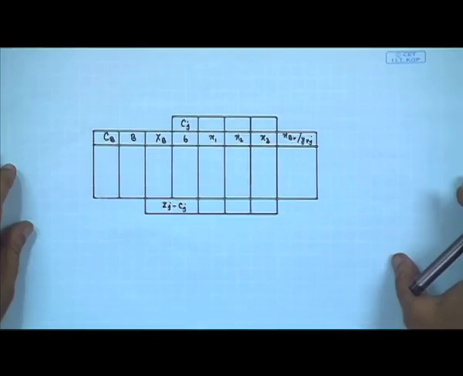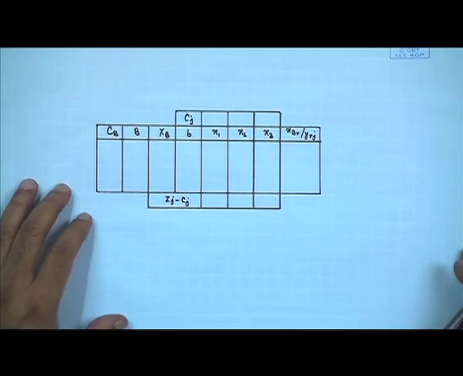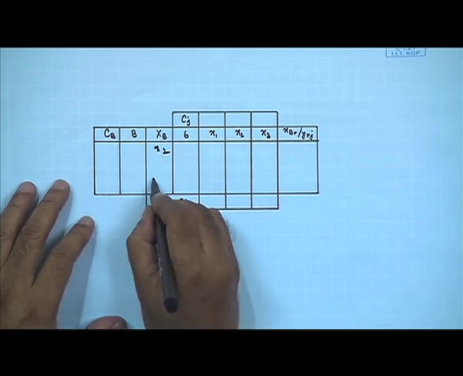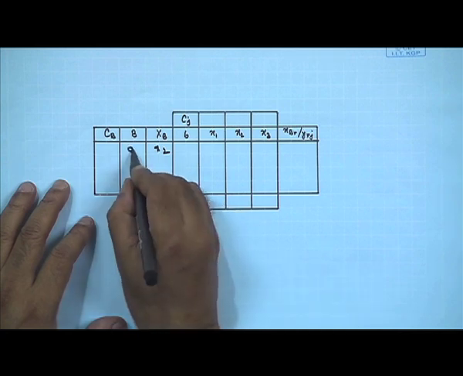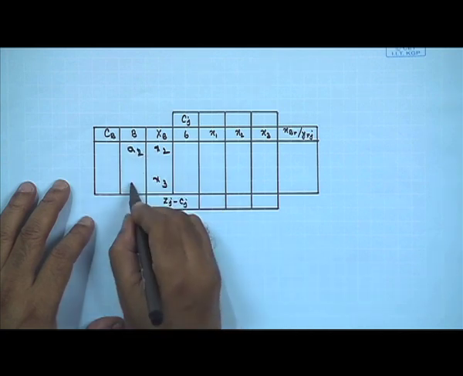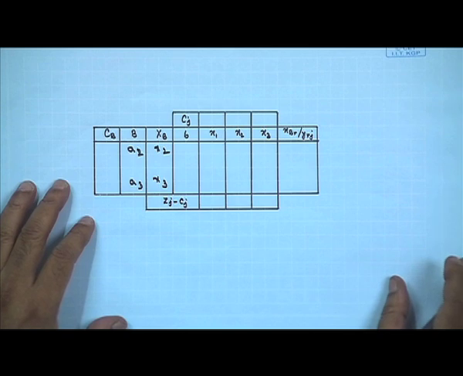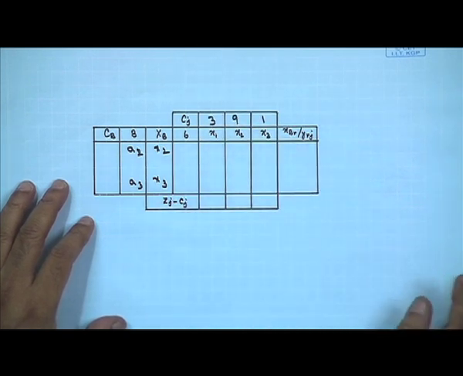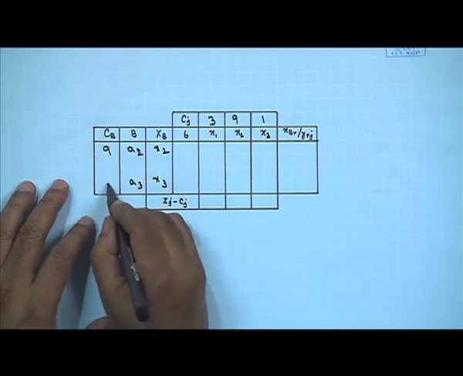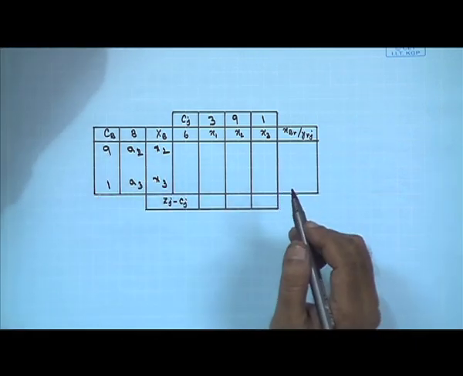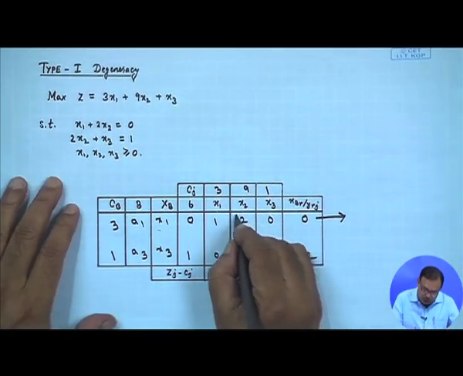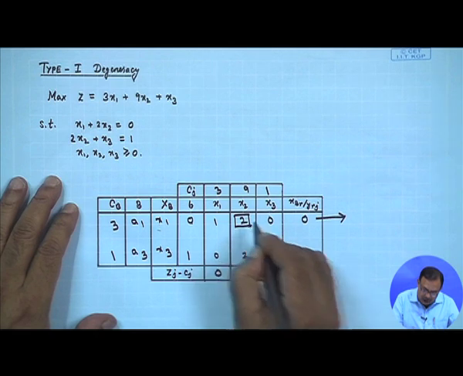In the next table, your xB will be x2 and x3, because x1 is replaced by x2. The Cv values remain the same, that is 3, 9 and 1. So x2 is 9, this is 1. In the earlier table, your pivot element is 2, this is the pivot element.